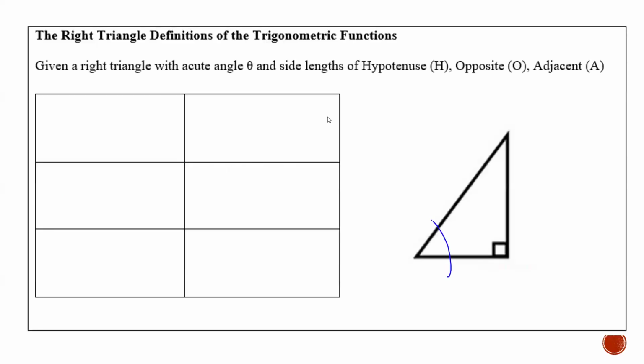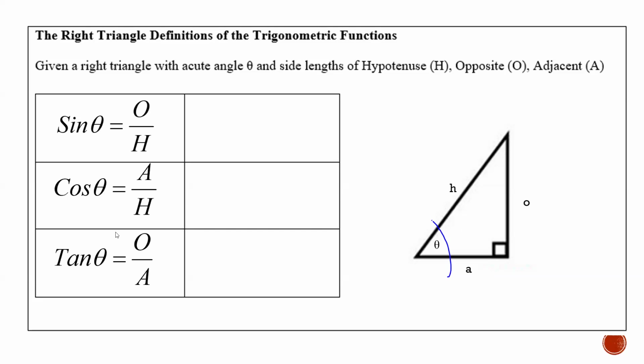So the right triangle definitions of trig functions, here we go. Given a right angle, so we got ourselves a right angle right here, we're going to put theta, the angle measurement, right there. That would mean that this is the opposite side, this is the hypotenuse, and this side is the adjacent side. Those first three you know. Now, what are the reciprocal trig functions?